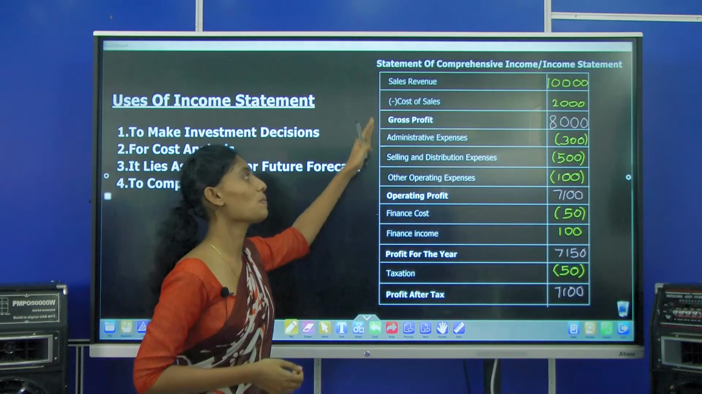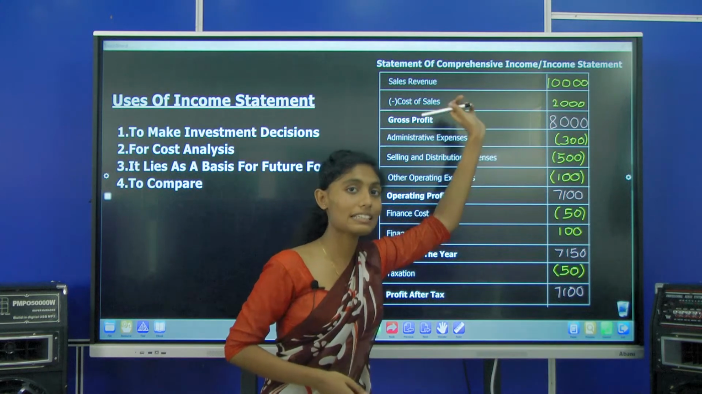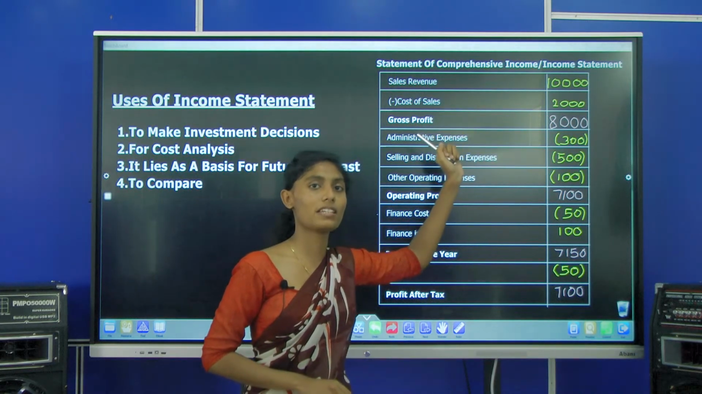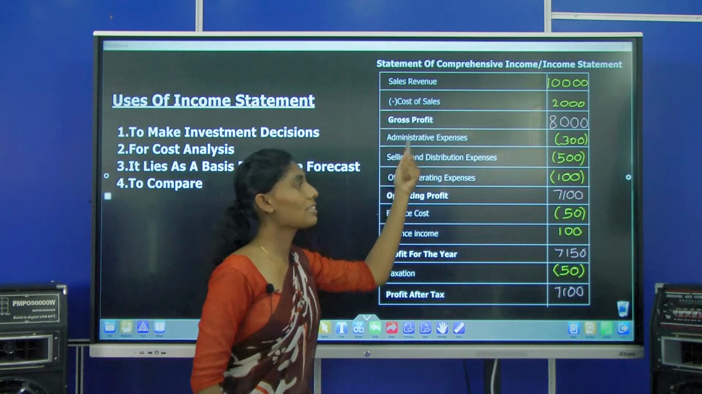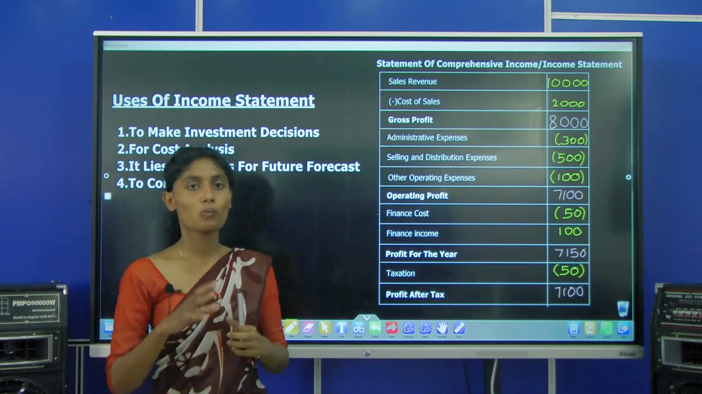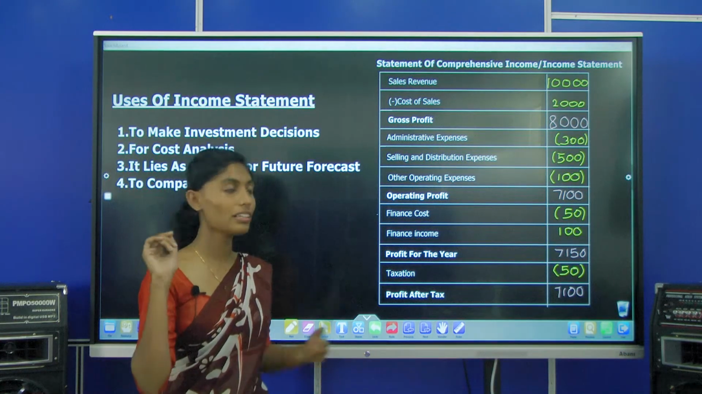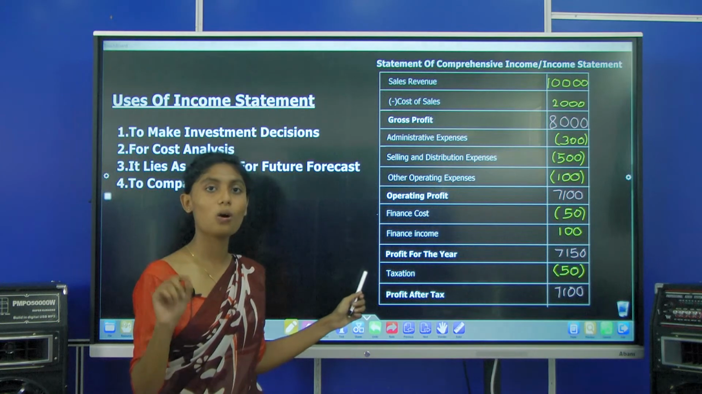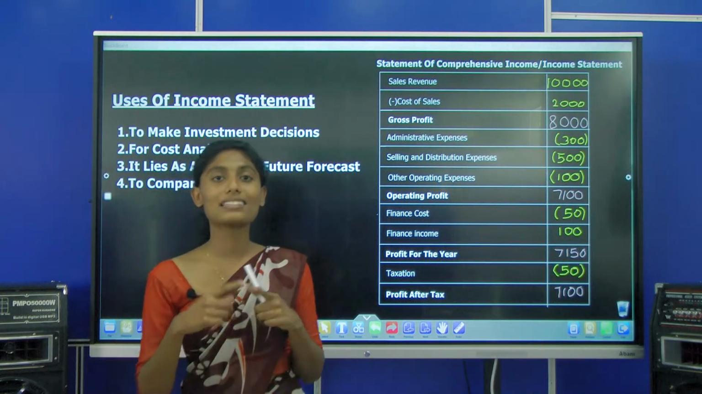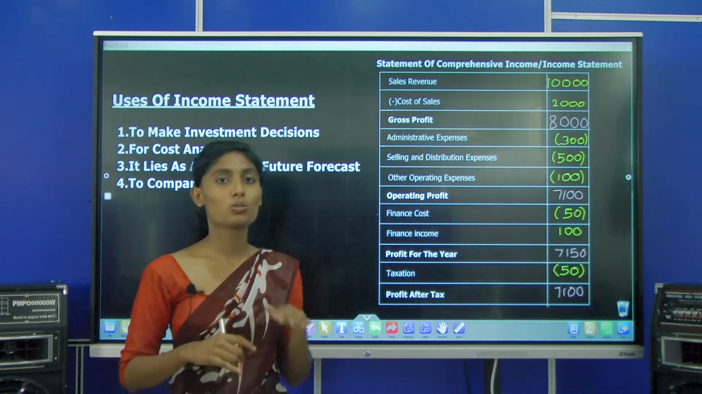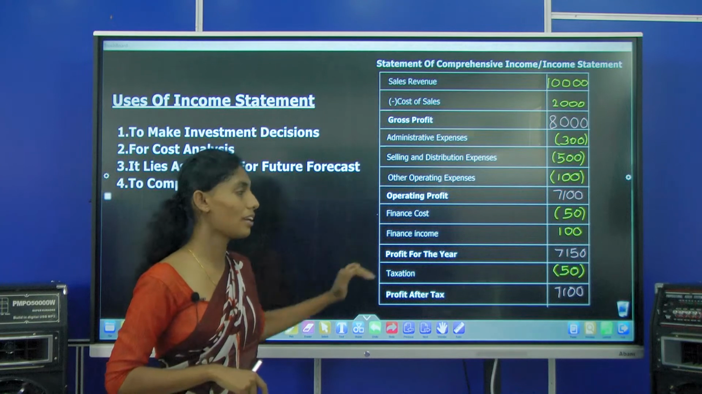Earlier we called it the income statement. Now we call it the statement of comprehensive income. We prepare it to identify the performance of the business, how well the business performs, what is the profit for the year, and what is the loss they are going through. So to understand the profit and losses, we prepare the income statement.